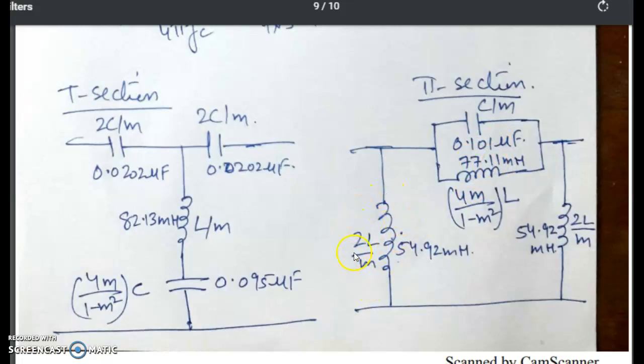Similarly, the value of this inductance is equal to 2L upon m. We have found the value of L and the value of m. So this inductance value is equal to 54.92 millihenry. Similar is the case with this inductance. This inductance value is also equal to 54.92 millihenry.